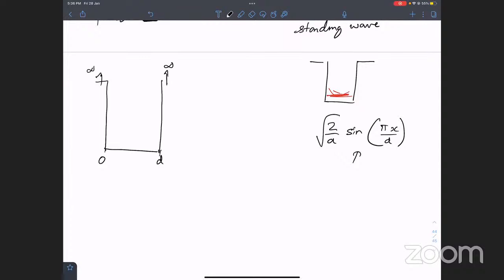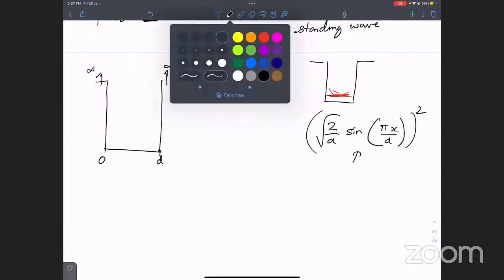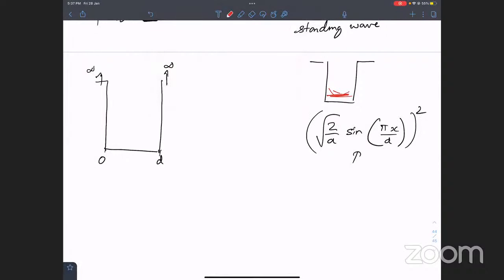Remember, we should never plot the wave function by itself. We should always plot its square, right? So I want to square this, then plot it. And when I do that, I end up with a function that looks something like that. From this, we can say the highest probability of finding the electron is exactly at the center of the well.